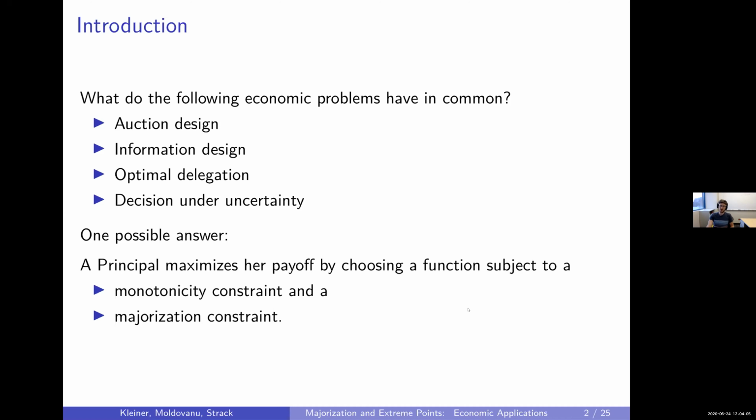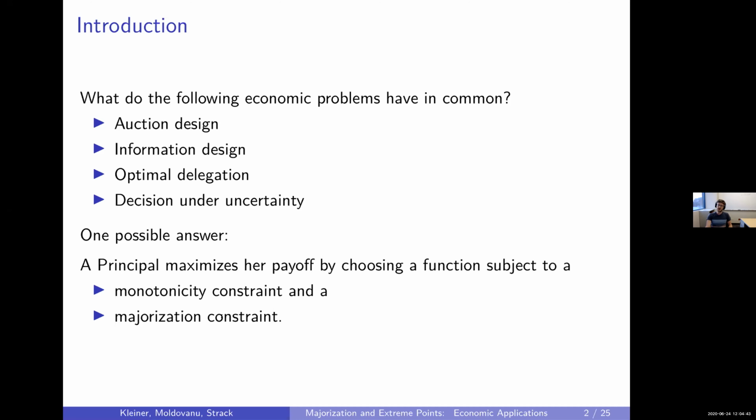What we found interesting initially is that these constraints come about for different reasons. Some of the problems I mentioned, like auction design or optimal delegation, are problems of mechanism design where you have a privately informed agent, and incentive compatibility requires that the principal chooses a monotone function. In other applications, like information design, someone chooses a random variable, and this is often modeled as choosing the CDF, the cumulative distribution function, of this random variable. This induces the monotonicity constraint because the CDF is non-decreasing.